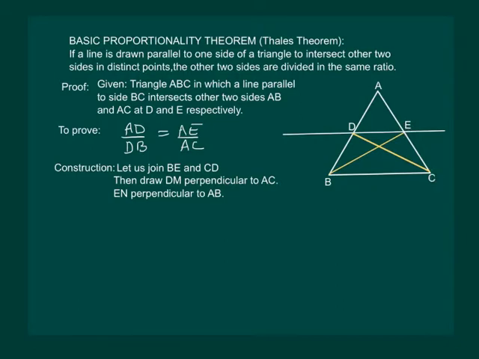For the proof, let us join BE and CD and draw perpendiculars DM perpendicular to AC and EN perpendicular to AB. Now considering AB as the baseline, let us find the area of triangle ADE. It will be half into base AD into height, which is EN.